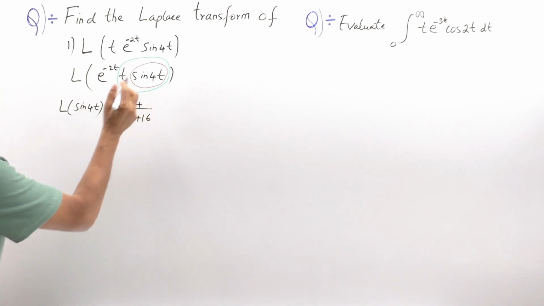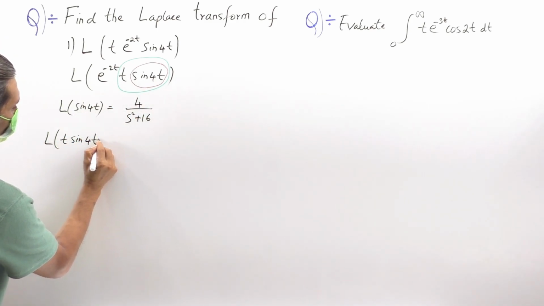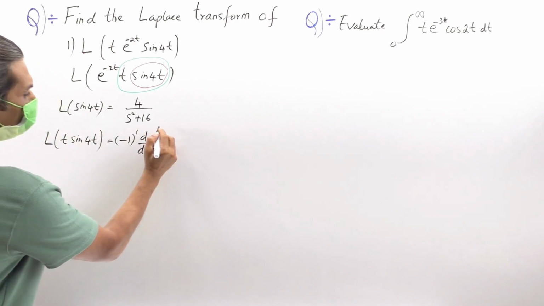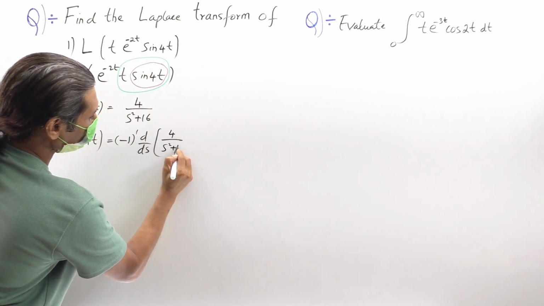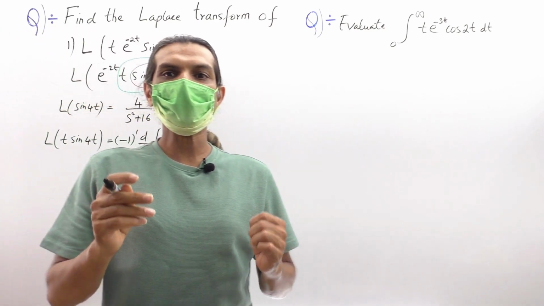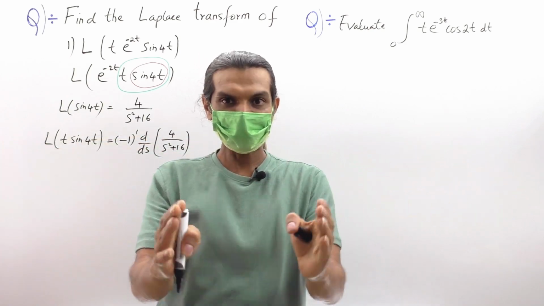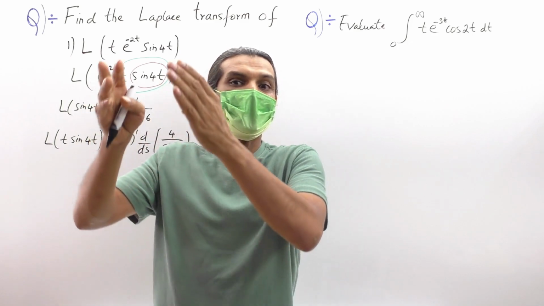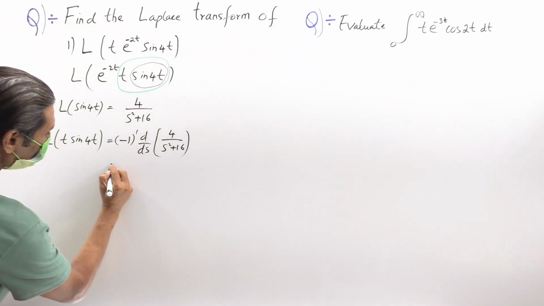So let's do it here. So next one is Laplace of t into sine 4t would be minus 1 raised to 1 d by ds, only one time differentiation of the Laplace of sine 4t, that is 4 by s square plus 16. So let's find it. Again, use the quotient rule. Differentiation of first by second function is equal to the denominator second function bar, second function square, in the numerator second as it is, differentiate the first minus the first function as it is, differentiate second. Listen carefully.